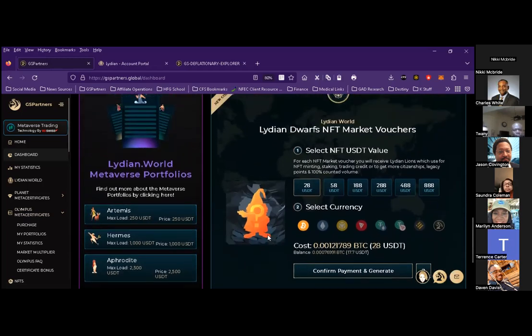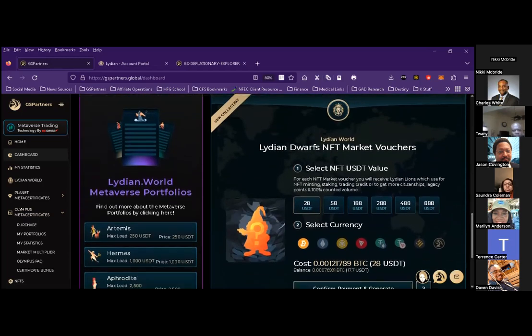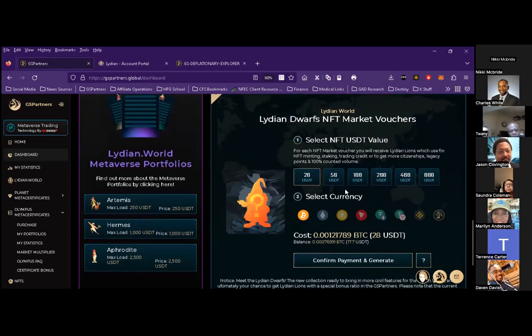On the right-hand side is something that you probably haven't actually heard about, the Lydian Dwarf NFTs. With every month of membership that you pay for, you get one of these NFTs. You get the $28 one. And what it does is it allows you to participate in other things within the Lydian world that we haven't really talked about very much, but we will be talking about this year. I guarantee it. So it's good to be familiarized with this and what it is. We'll talk about NFTs in a little bit.